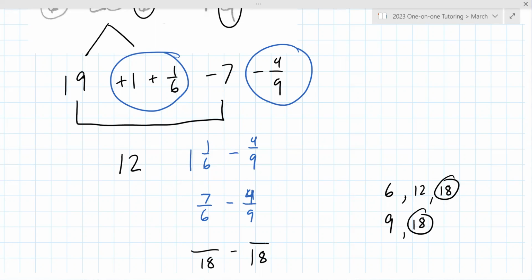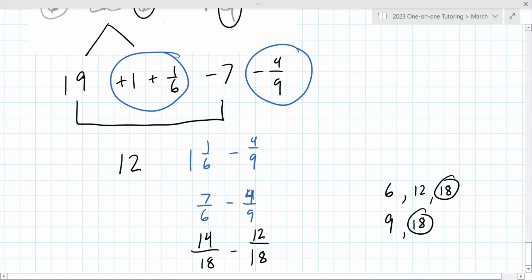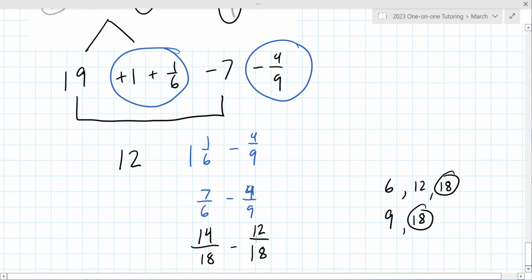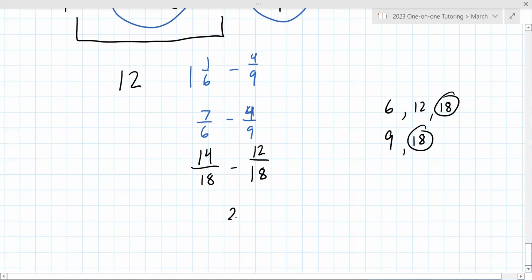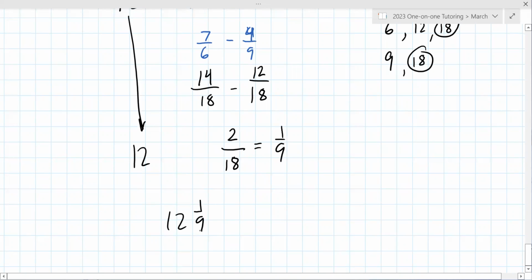And then you'd multiply the 7 by 3, so 3 times 7, 21. Then you multiply the 4 by 2, and that's 8. And then subtract, and that's 2 over 18. You can reduce that to 1/9. Okay, you got to combine that with that other number, so it becomes 12 and 1/9.